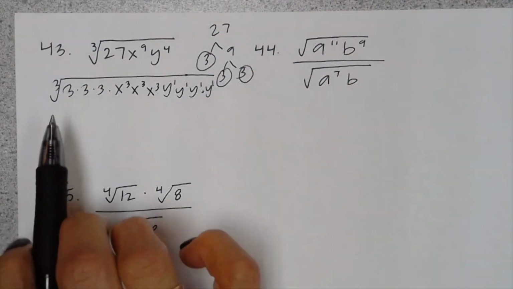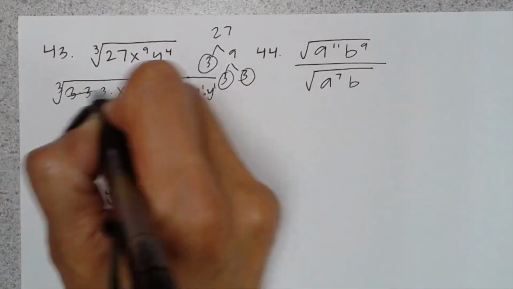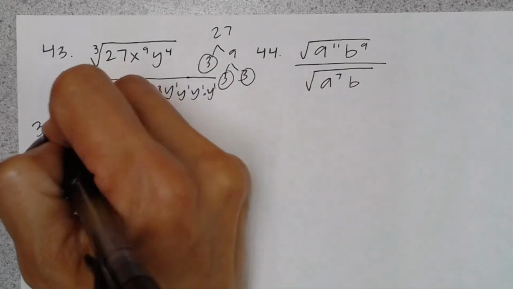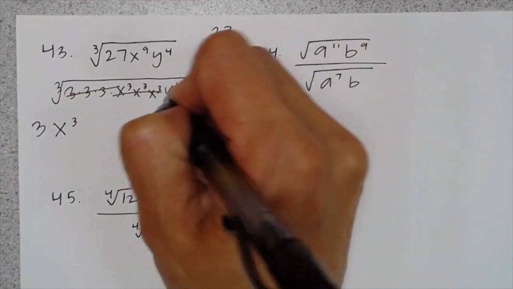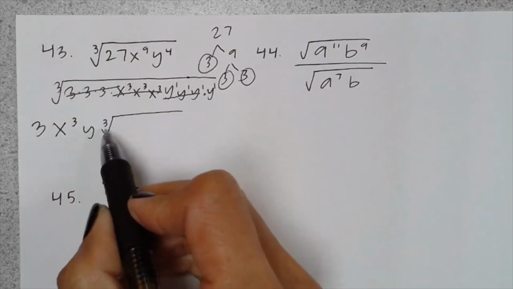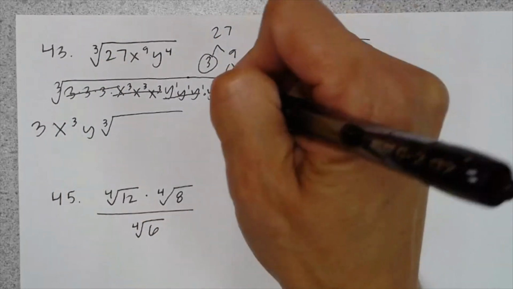And now we're pulling things out in sets of 3's. So these guys come out and turn into just the number 3. The x cubes come out and become just x cubed. Same thing for y. And then you write what's left, which is cube root of, and the only thing left is just this y.